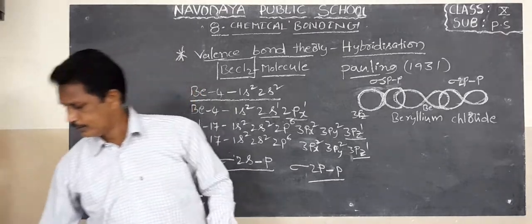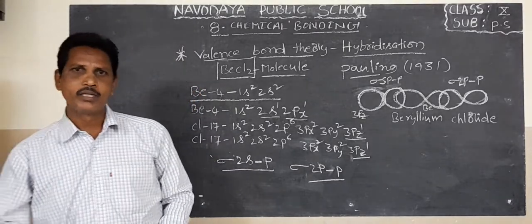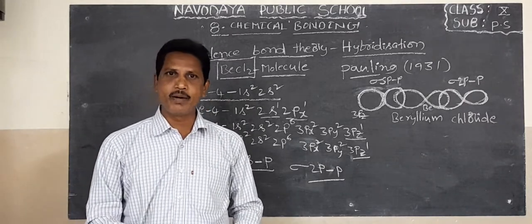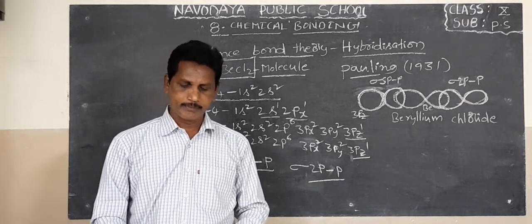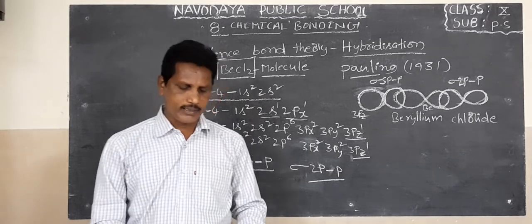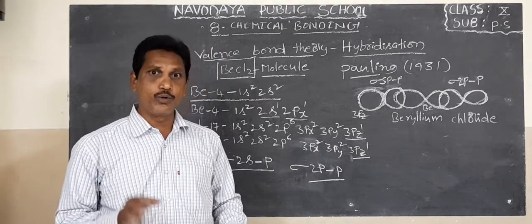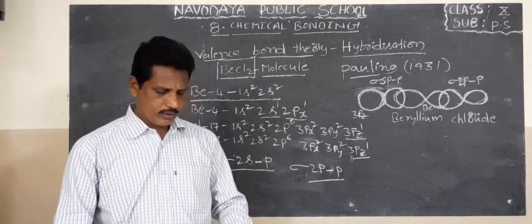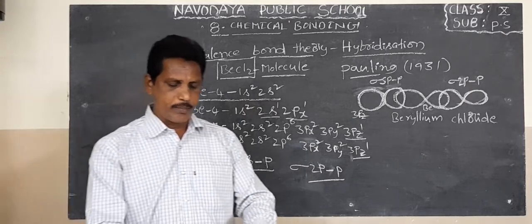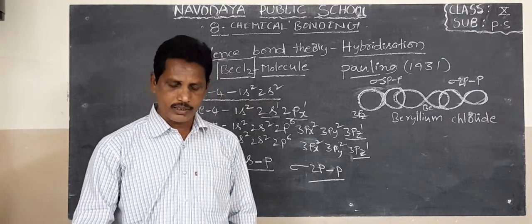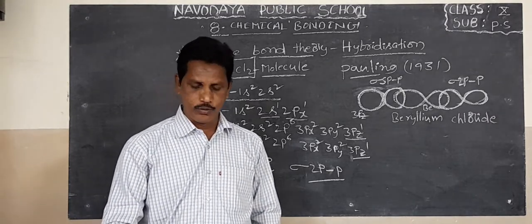All of you students, take your textbook, page number 173. Hybridization: formation of BeCl2, the beryllium chloride molecule.